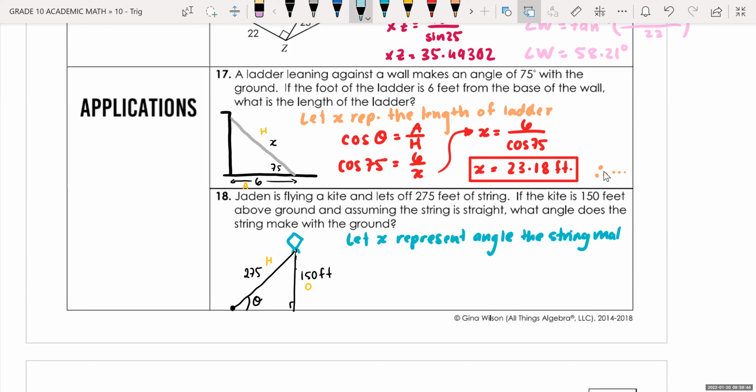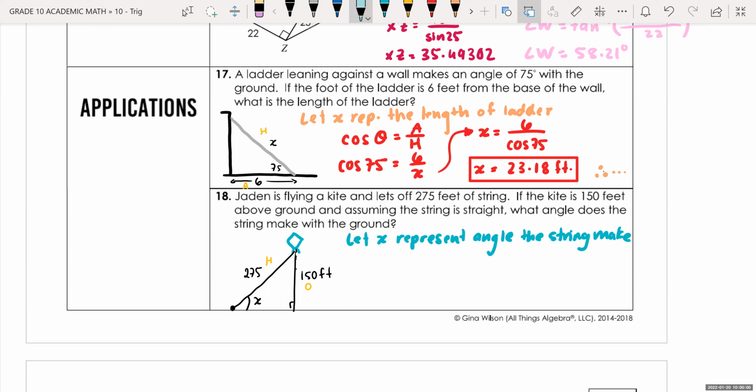Hey. Yeah, of course. Oh, I see what you're saying. Yeah, of course. I see what you're saying. I used theta and I didn't use an x over here. You're right. Okay, so let's go ahead and use x there.